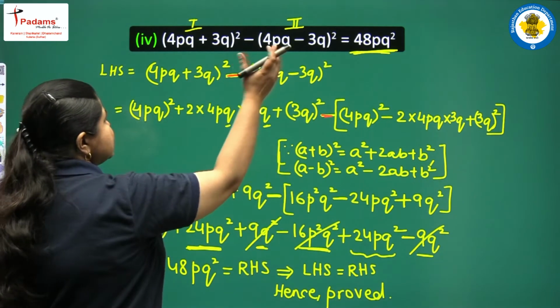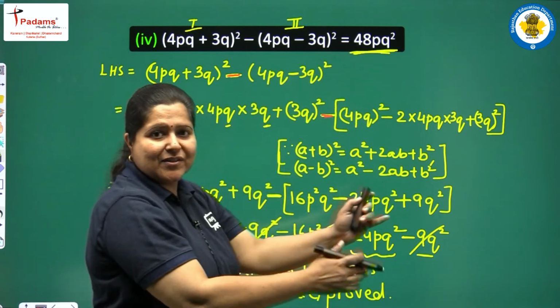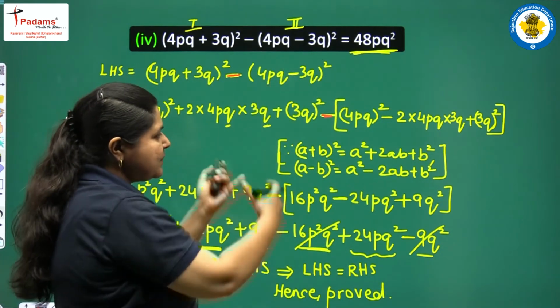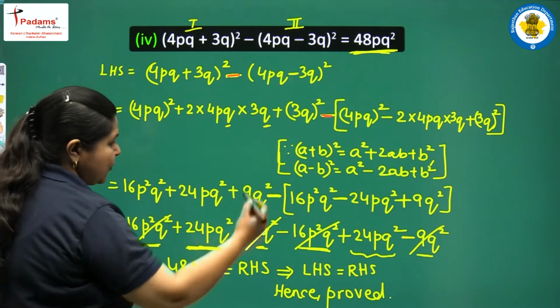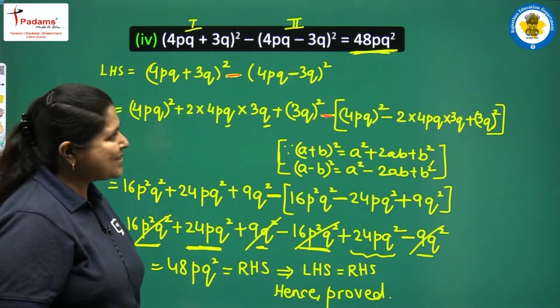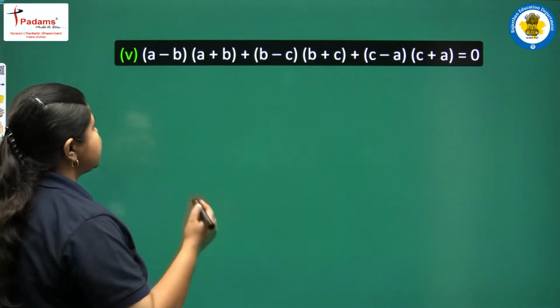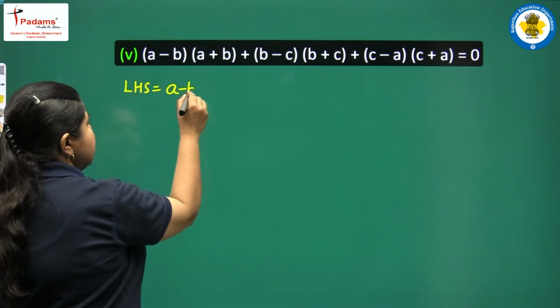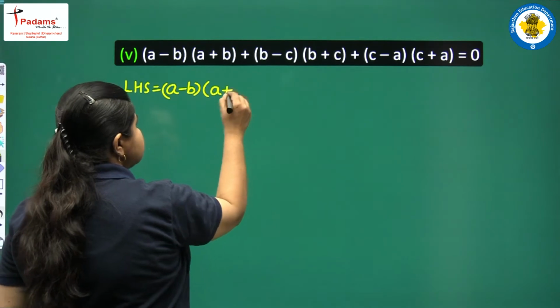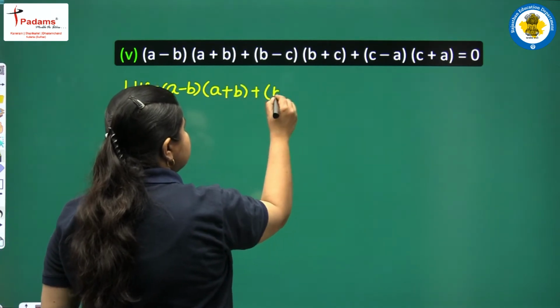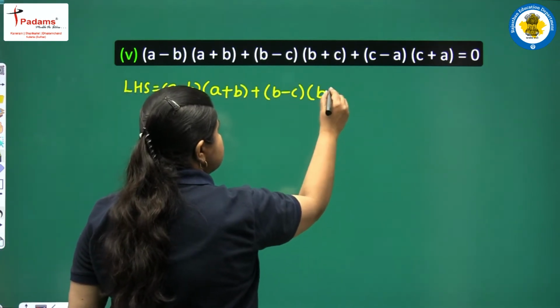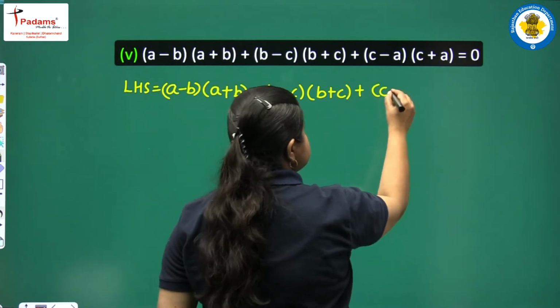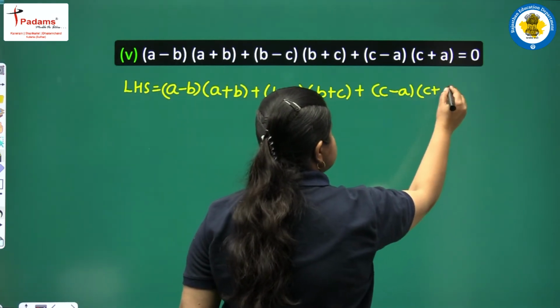Getting it? This expression is equal to this expression. देखिए आप, इस पूरे expression को हमने simplify किया तो ये equal आ गया 48 pq square की. Next we have this one. Again let us begin with the LHS. LHS part is (a minus b) into (a plus b), plus here we have (b minus c) into (b plus c), plus here we have (c minus a) into (c plus a).